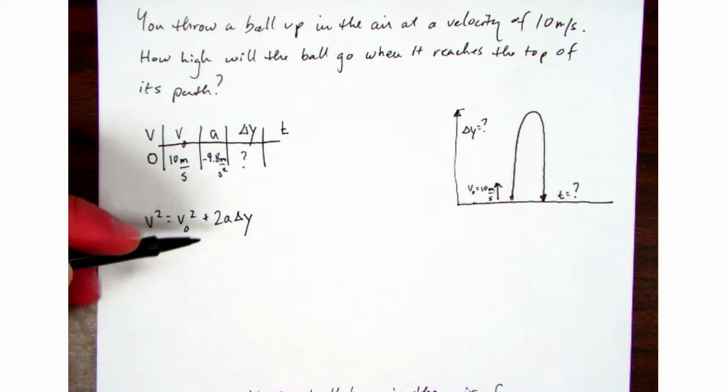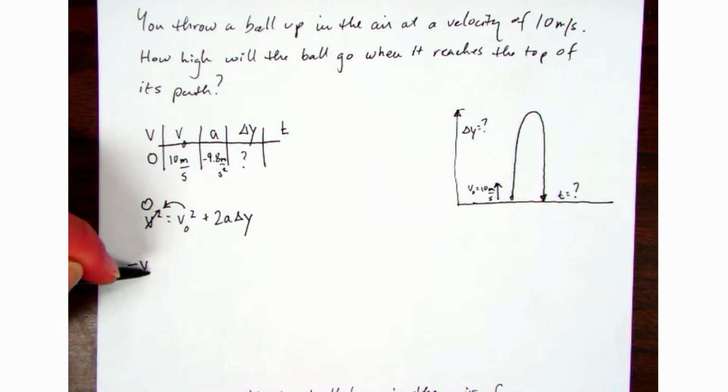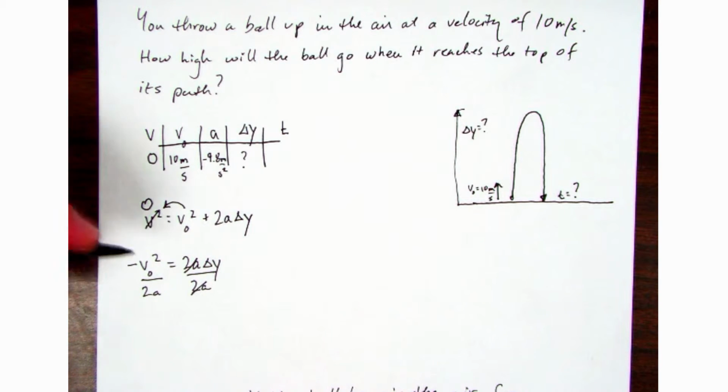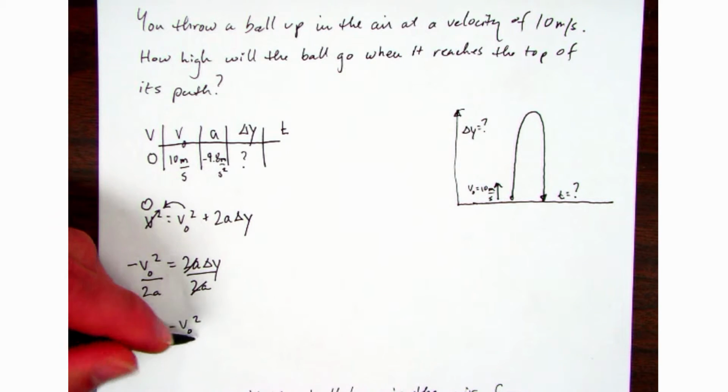I want to solve for delta y. First of all, v is 0, so v squared is 0, so that's just going to be 0. I want to get delta y by itself, so I'm going to move v naught squared over to the other side. So this becomes negative v naught squared equals 2a delta y. And delta y is being multiplied by 2a, so I'm going to divide both sides by 2a. And now I'll just rewrite it so it's neater. Delta y equals negative v naught squared over 2a.